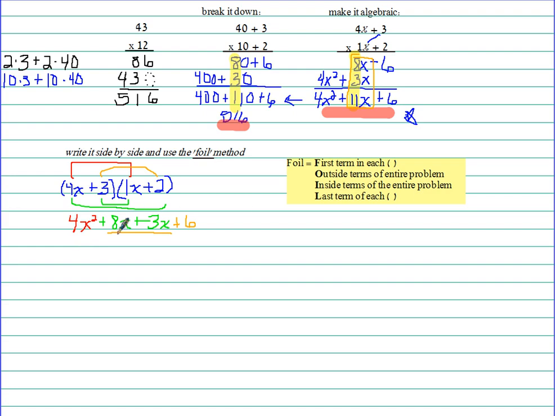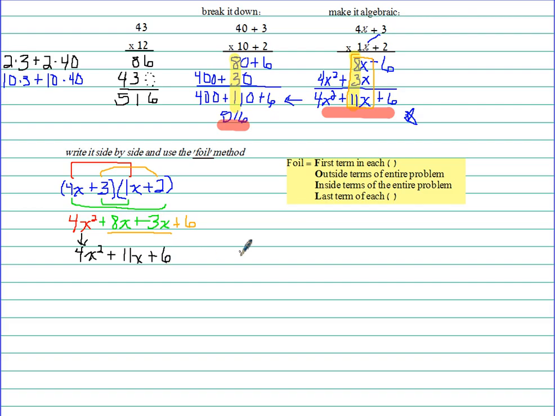So finally, we combine our like terms. This one doesn't have anything that's like it, so we have 4x squared. The 8x and the 3x end up combining to make 11x. And then finally, we have the plus 6 at the end.